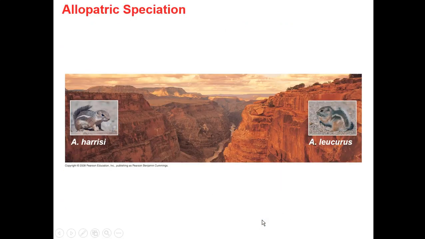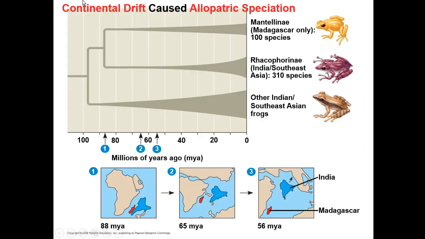Okay, so let's proceed. So this one shows you allopatric speciation of this one, two species, Leocurus and Harisi. Ano yung nagse-separate sa kanila? Anong tawag ito? Ridge. Canyon. Okay, canyon. Okay, so very good. So that's one example of allopatric speciation.